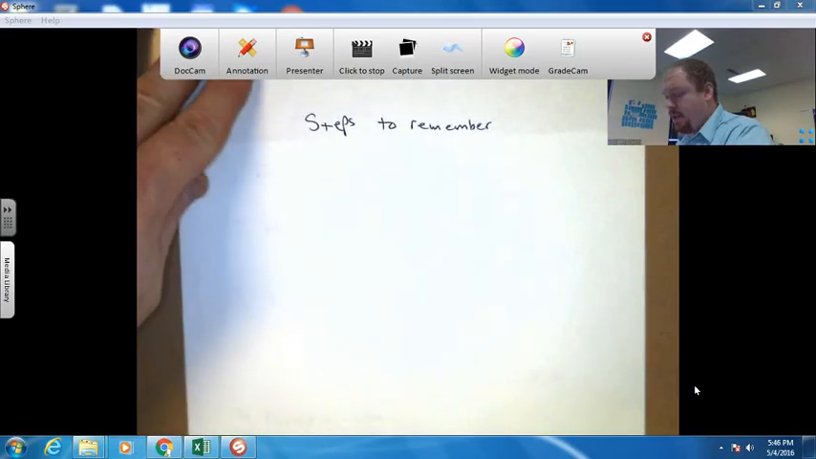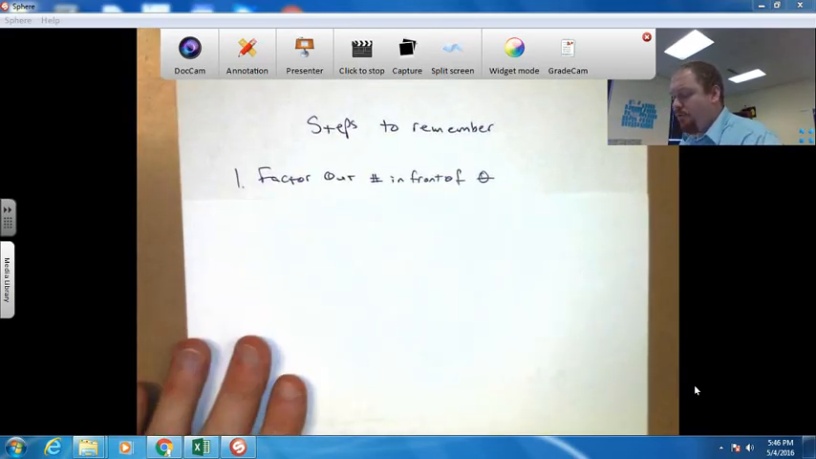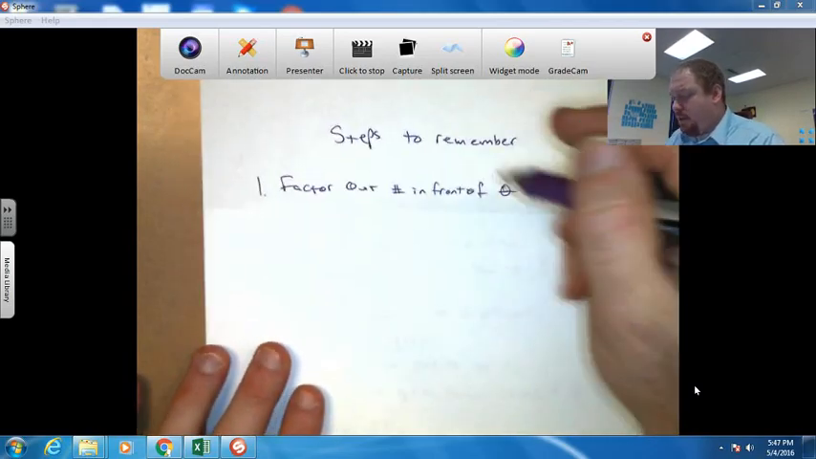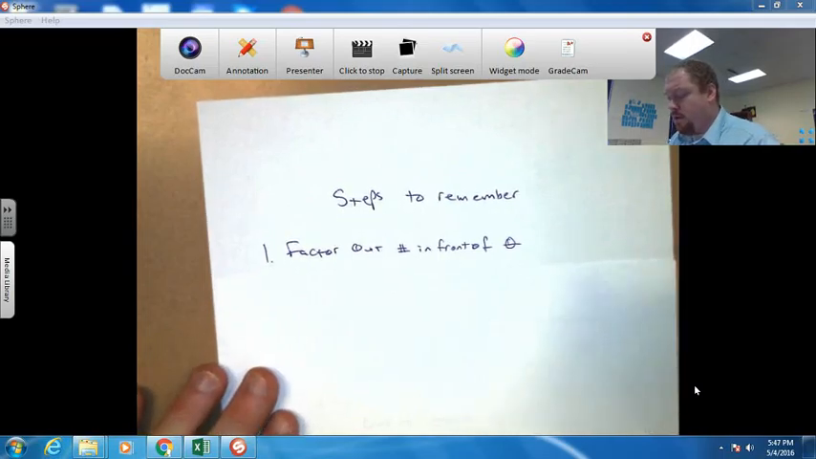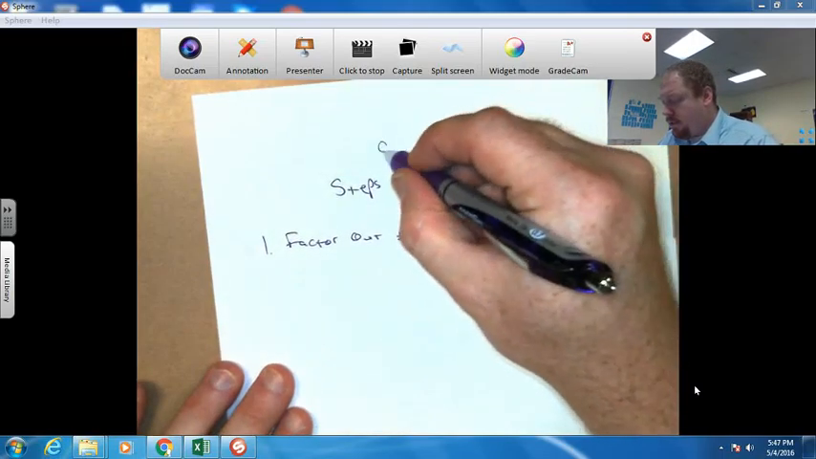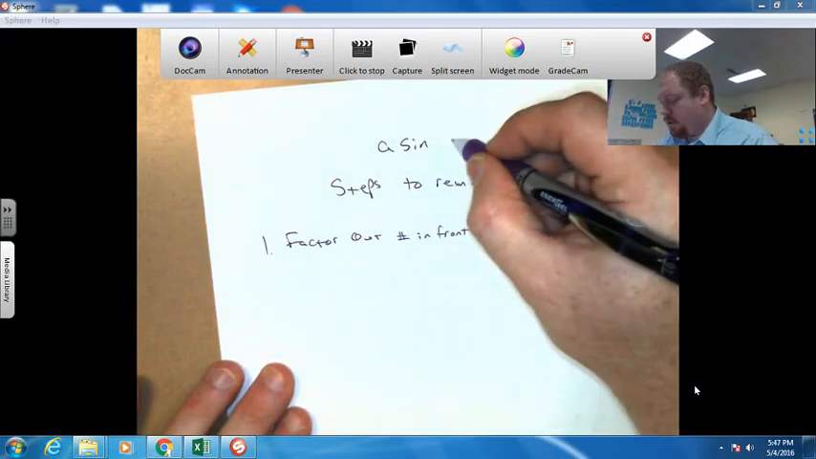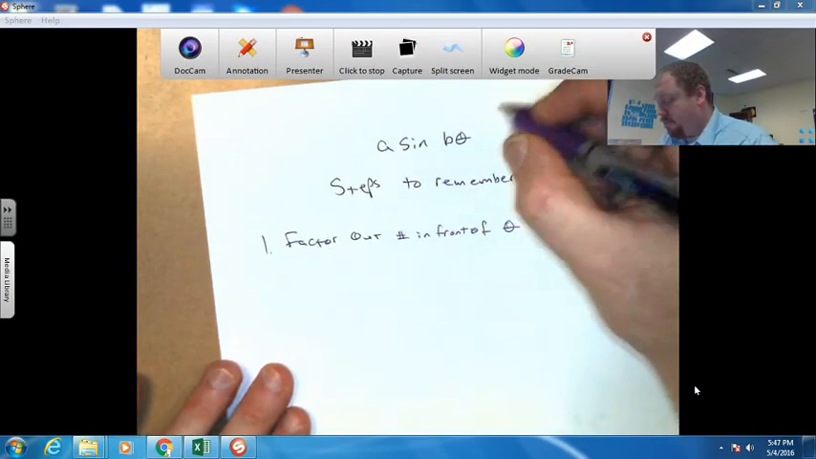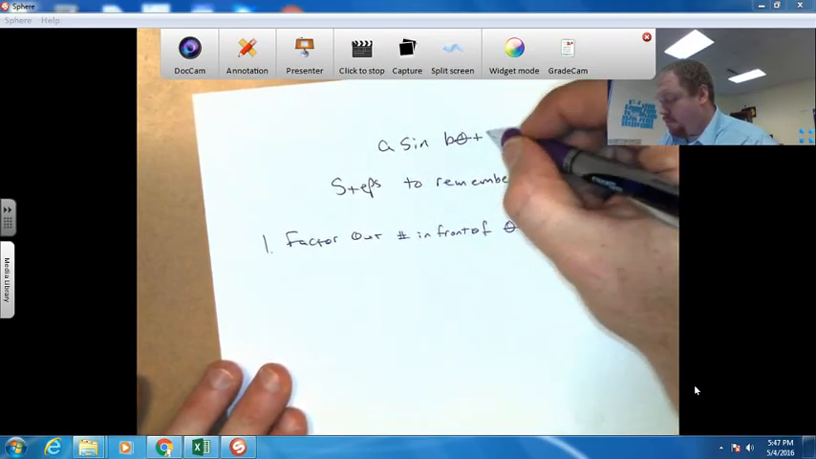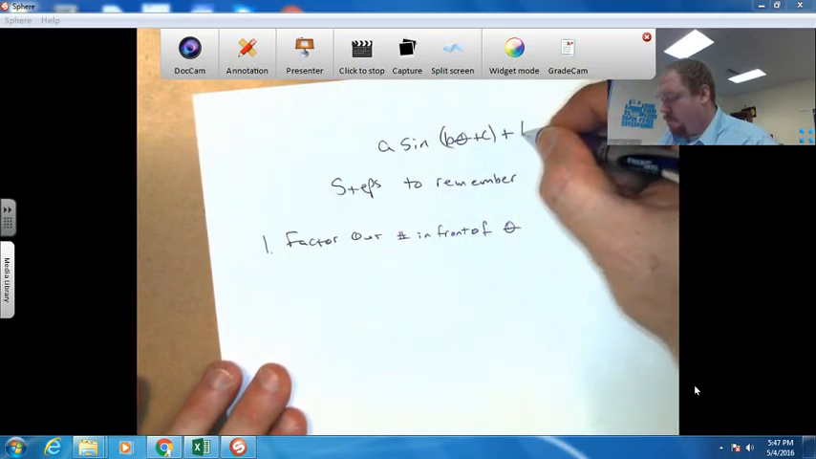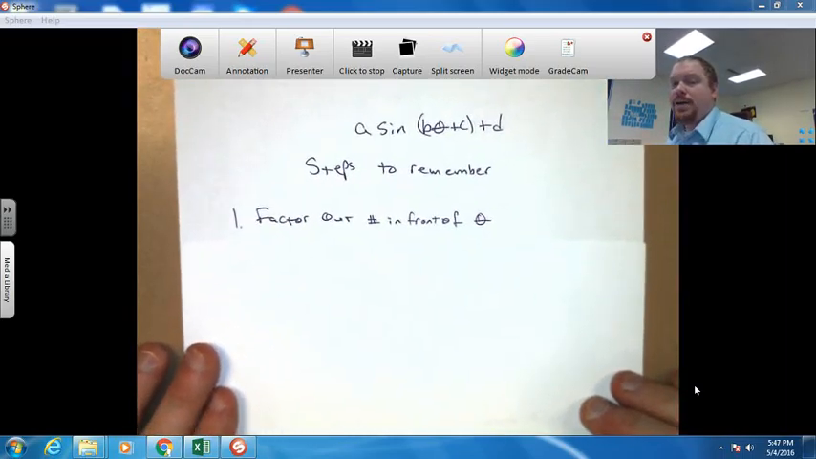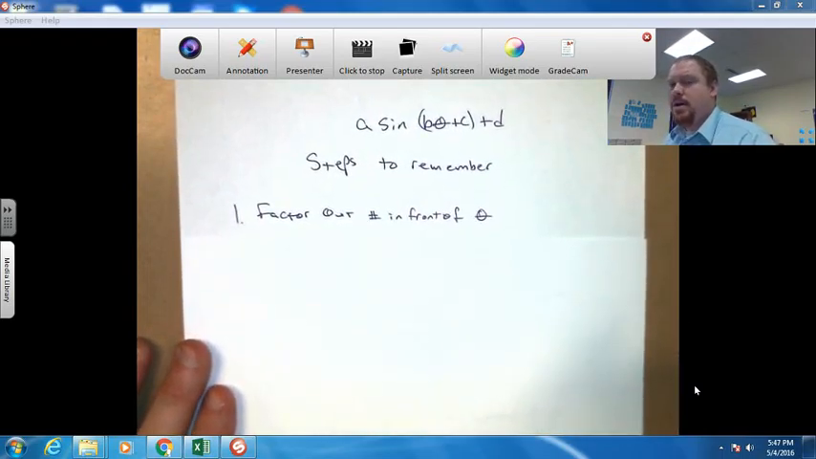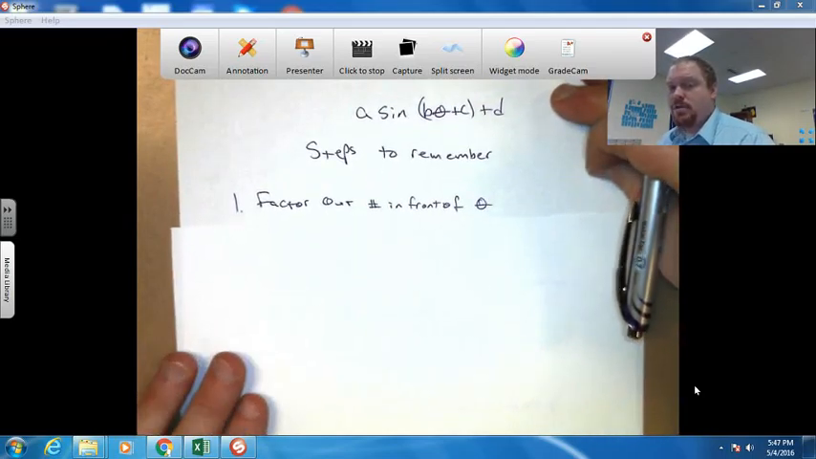So the first step is, if there's a number in front of theta, you need to factor it out. So, for instance, if this is our equation, you would want to factor out the b from just what's inside the parentheses. I will show you how to do that with ease.